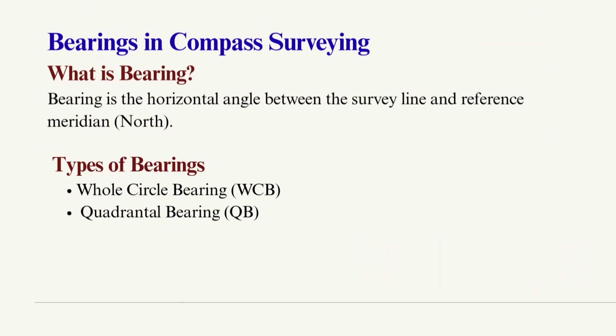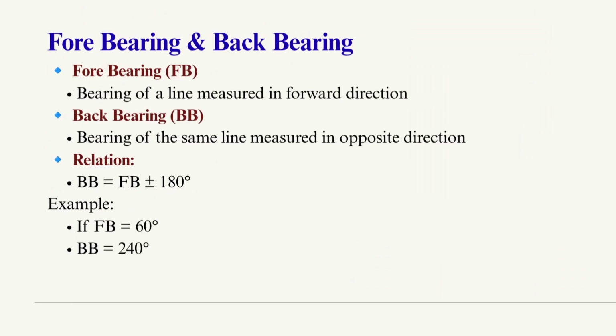Now the next point is, what is bearing? Actually, bearing is a horizontal angle between the survey line and the reference meridian. So in simple words we can say the bearing tells us the direction of survey lines. Then there are different types of bearings: the whole circle bearing and the quadrantal bearing. Now the next point is fore bearing and back bearing. The fore bearing is the bearing of the line measured in the forward direction and the back bearing is the bearing of the same line measured in the opposite direction.